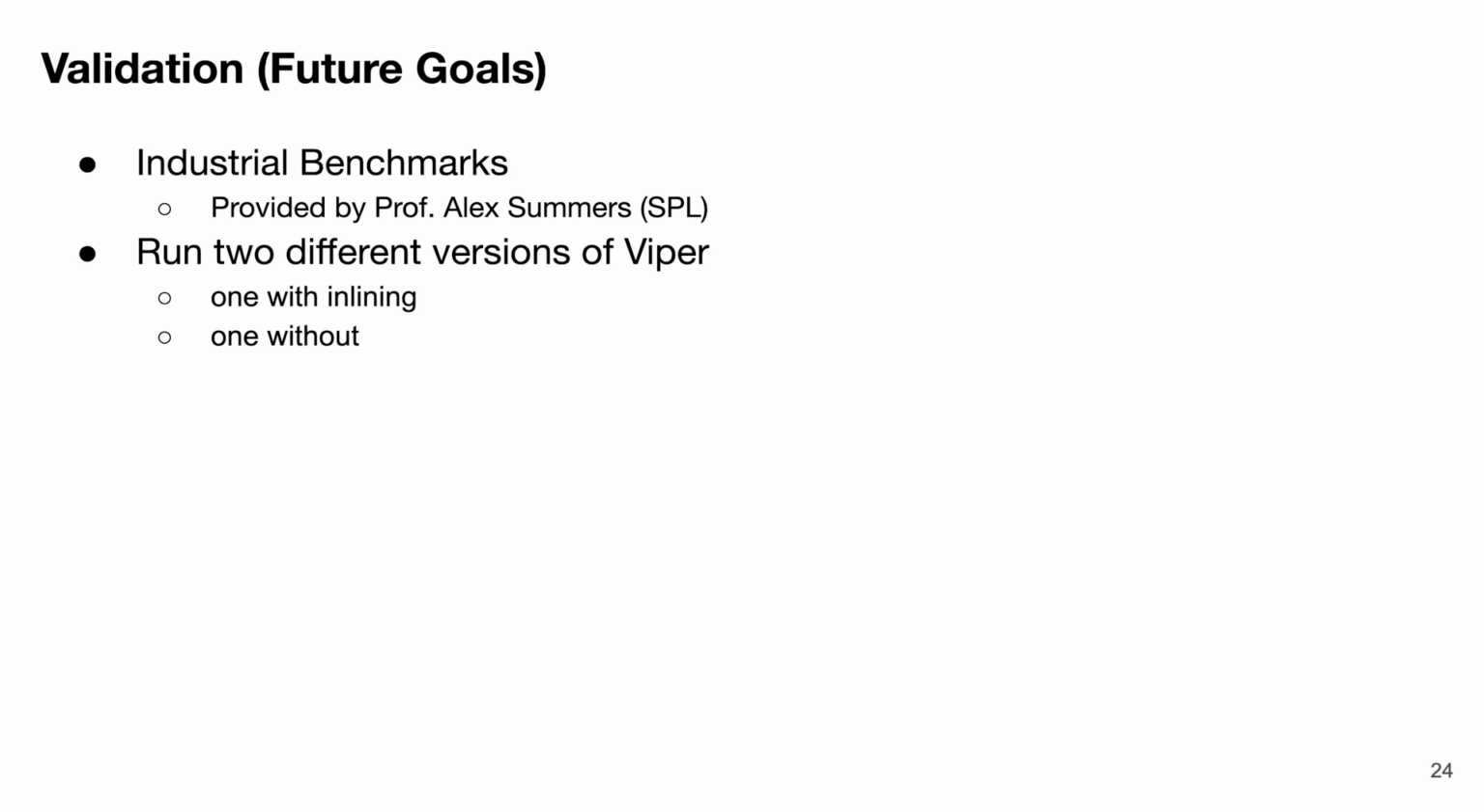In order to validate our work, we plan to use industrial benchmarks provided by Professor Alex Summers, who is part of the original Viper project. We plan to use two versions of Viper on the benchmarks, one that uses automatic predicate inlining and the standard version.